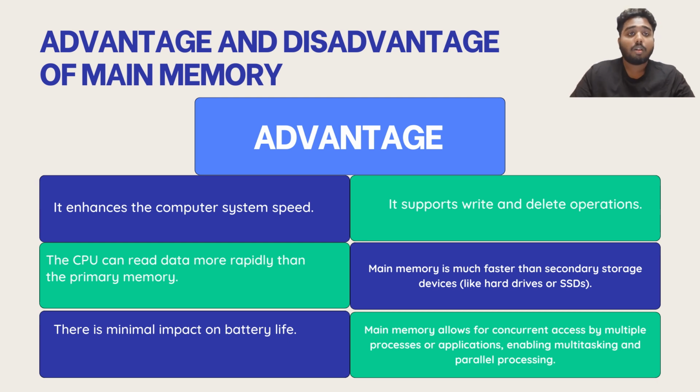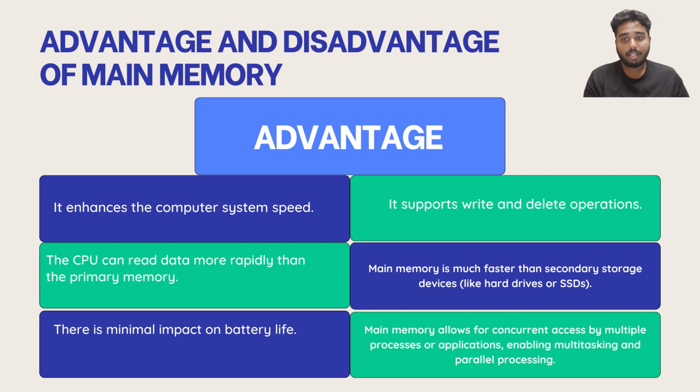For the next part, we are going to talk about the advantages and disadvantages of main memory. At first, we are going to talk about the advantages. It enhances the computer system speed. It supports write and delete operations. The CPU can read data more rapidly than from the secondary memory. Main memory is much faster than secondary storage devices like hard drives or SSDs. There is minimal impact on battery life if you are using the main memory. And the main memory also allows for concurrent access by multiple processes or applications, enabling multitasking and parallel processing.